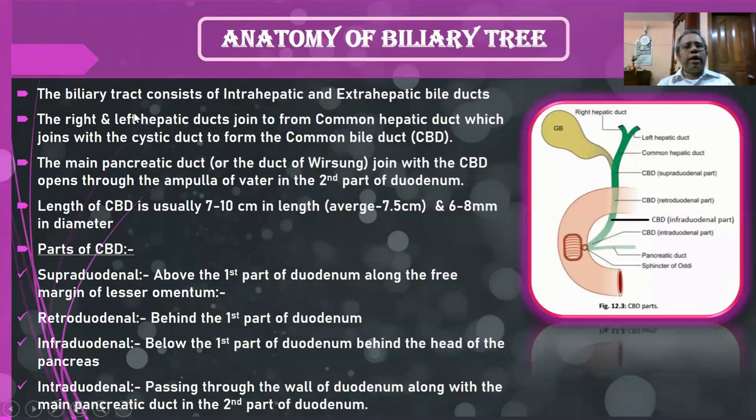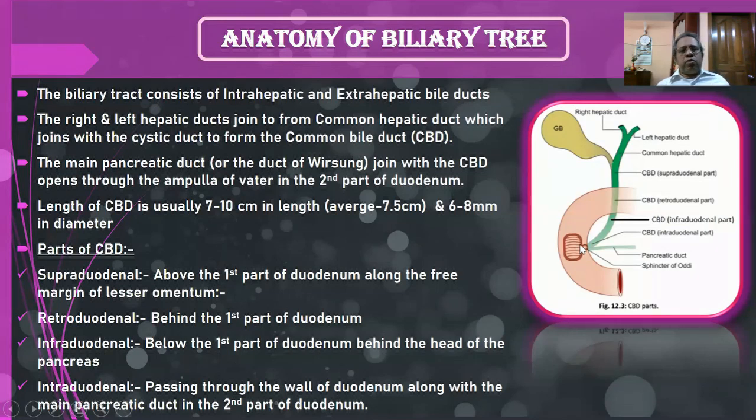So the biliary tree consists of the intrahepatic and extrahepatic bile ducts. The right and left hepatic ducts join to form the common hepatic duct, which joins with the cystic duct to form the common bile duct. The main pancreatic duct, or the duct of Wirsung, joins with the CBD and opens through the ampulla of Vater in the second part of the duodenum.